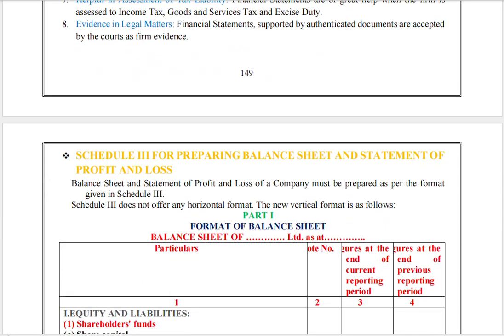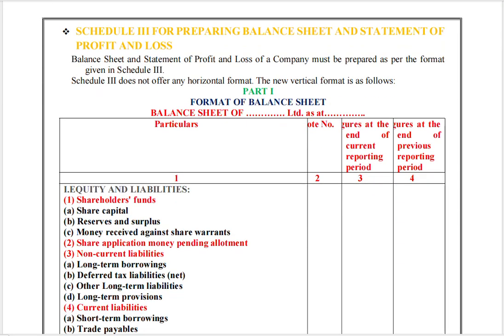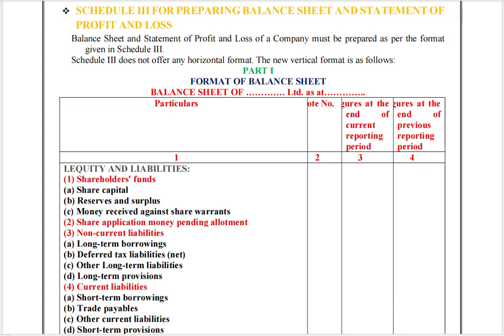Now here we have the schedule for preparing balance sheet and statement of profit and loss. So in this video, we will discuss the format of balance sheet also. If you remember the format of balance sheet that you studied during the 11th standard, it was a horizontal form of balance sheet, where the left hand side is for the liabilities and the right hand side is for the assets. But the format of the balance sheet in the company form of business is a bit different. It is prescribed by the Companies Act 2013.